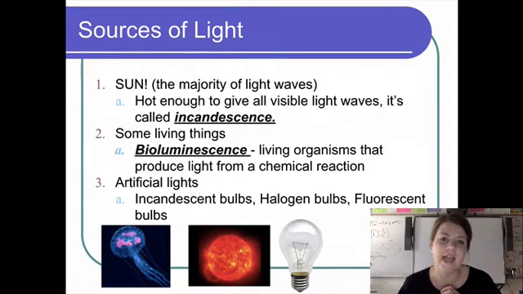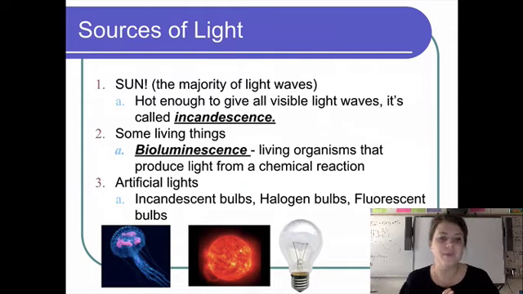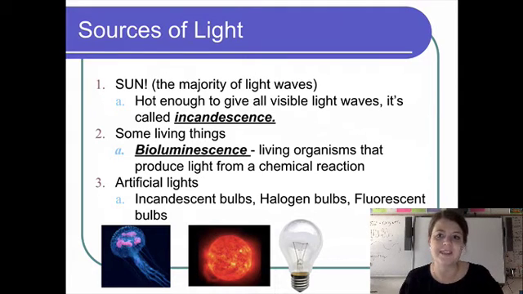So, some of the sources of light. The most common, and pretty much the sole natural provider here on Earth, is the sun. Basically, the sun produces light because it's so hot. The sun is so hot that it gives off all of the visible light waves possible, which we'll talk about in just a second. It's called incandescence. When something gets so hot that it glows or bursts into flames, it's incandescence. We see this sometimes in an incandescent bulb.